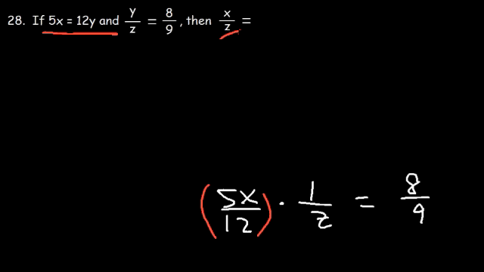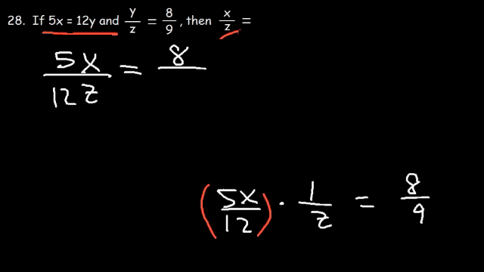So if we multiply 5x and 1, we're going to get 5x. And then 12 times z is just 12z. So right now we have this: 5x over 12z is equal to 8 over 9. So I just multiplied 5x and 1 and 12 and z. So our goal is to isolate x and z. We want x on top, z on the bottom. So we need to get rid of the 5 and 12. So let's multiply both sides by the reciprocal of 5 over 12, which is 12 over 5.